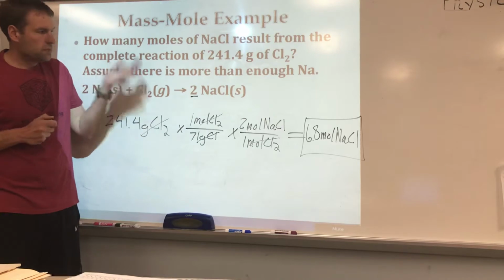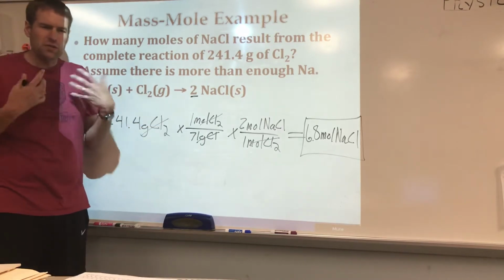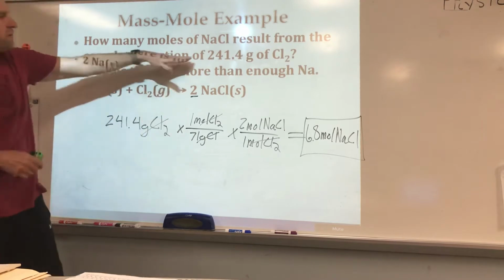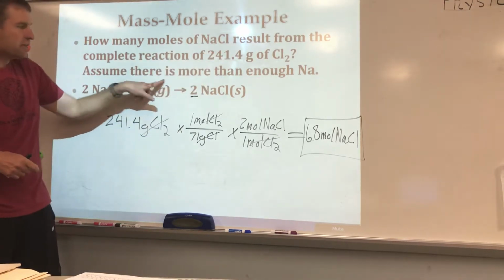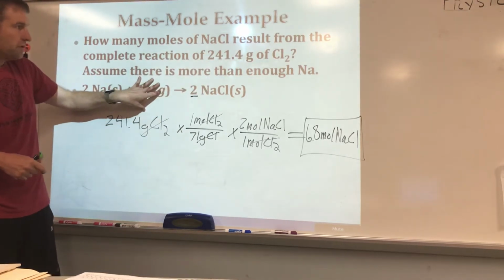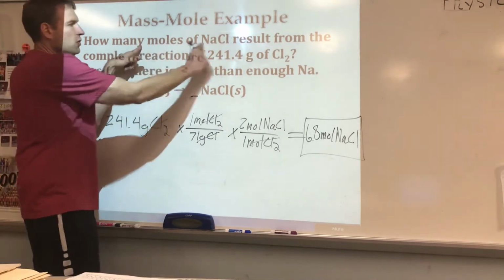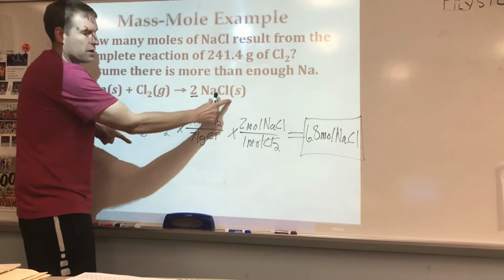So 6.8 moles of NaCl. When you're doing these problems, it's like, okay, what am I given in the problem first? Well, I'm given grams of chlorine, which is a reactant, what you start with. And then what am I trying to find out? Well, it's moles of NaCl. Well, that's a product over here.